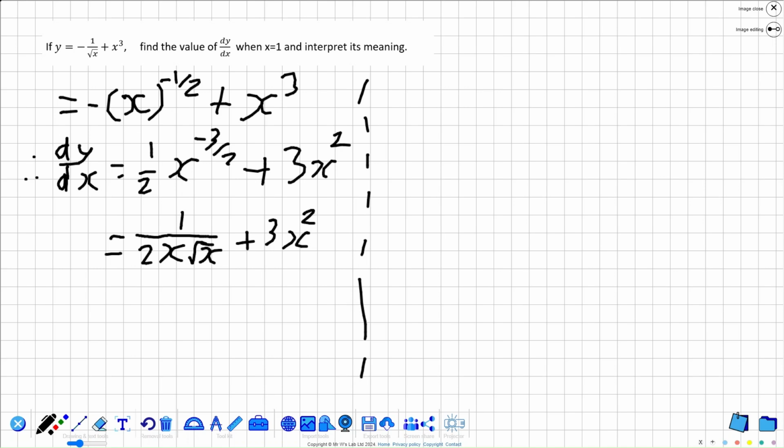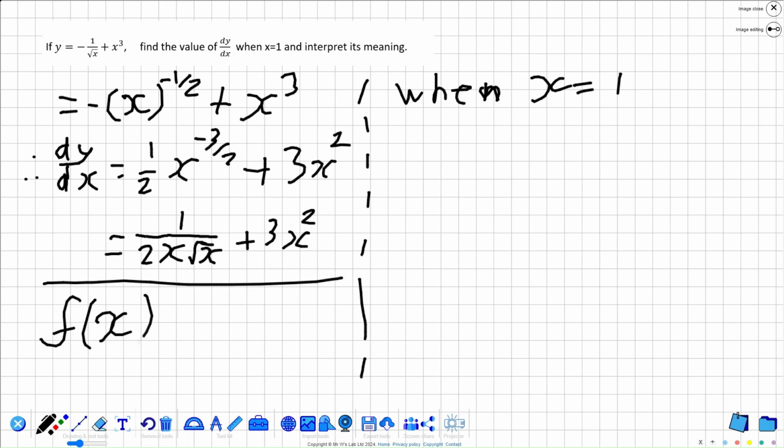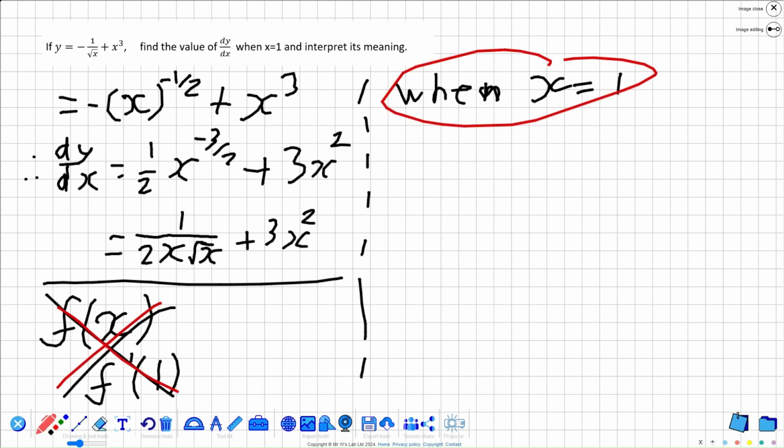So now having a look at the question, it asks us find the value of dy over dx when x equals 1. So we found the value of dy over dx, but we just got to find when x equals 1. And so we can say when x equals 1, and if we were using f of x, we would say f dash of 1, but unfortunately we don't have that, and so that's why we are using, we'll just use red, that's why we're using when x equals 1 here, just to show what we're doing really clearly.